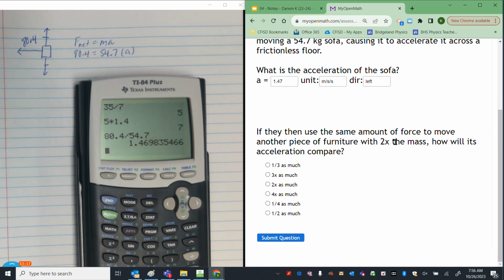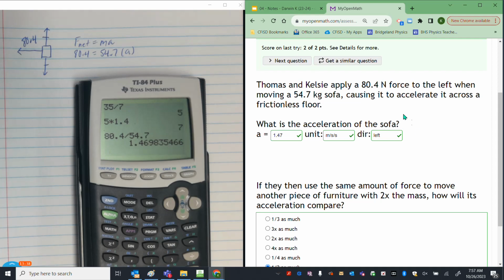If they use the same amount of force to move another piece of furniture with 2 times the mass, how will its acceleration compare? We just talked about this. If you have 2 times the mass, then you're going to have less acceleration. In fact, you would have 1/2 as much. They are inversely proportional to one another. But that's Newton's second law.